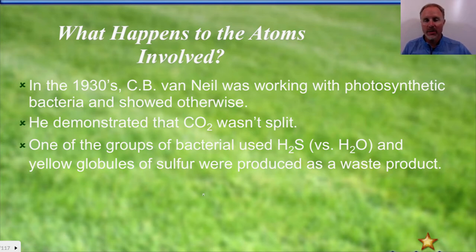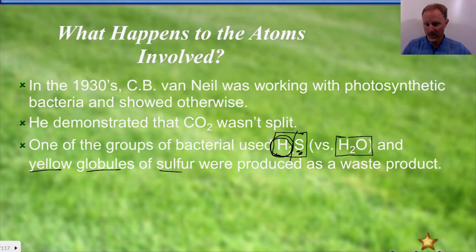But C.B. Van Niel was a scientist at Stanford University, and he was working with photosynthetic bacteria. And he showed that, in fact, it wasn't CO2 that was split, it was something else. Because one of the bacteria that he was working with used hydrogen sulfide as its hydrogen source. And he noticed that the waste product being produced was yellow globules of sulfur. So in other words, when this was getting split, the hydrogens were being used as the hydrogen source for reducing things, and then sulfur became the waste product. And then he started to draw some comparisons to the way the water was actually behaving.